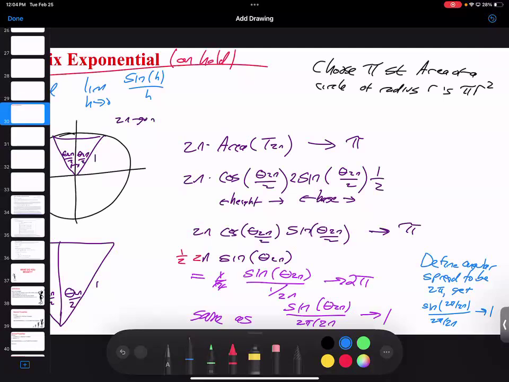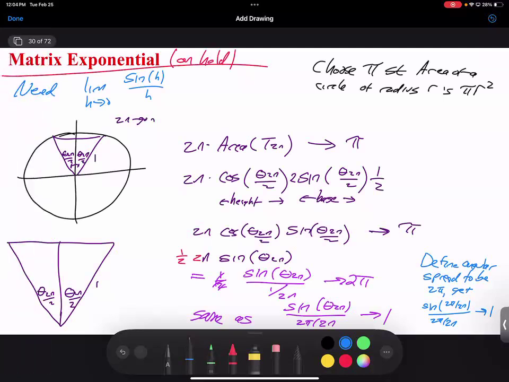the area to be pi r squared. So when we define the area to be pi r squared, we haven't said anything about the perimeter. We haven't said anything about the angular measurement. If I choose the angular measurement to be 2 pi, then the limit becomes 1, and all my derivatives work out nicely. And what was nice then is that the angular spread is the same as the amount of arc that you've traveled on the circle. So things work out very nicely.